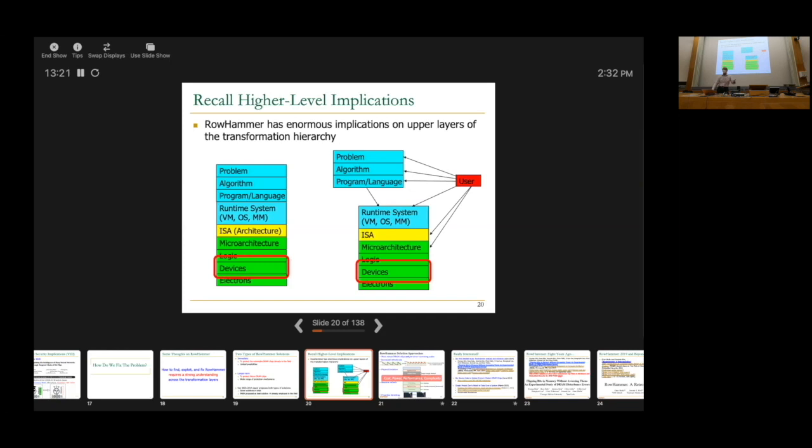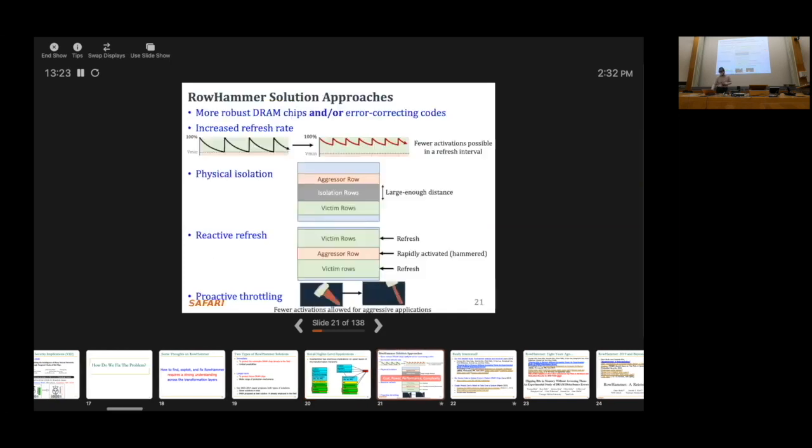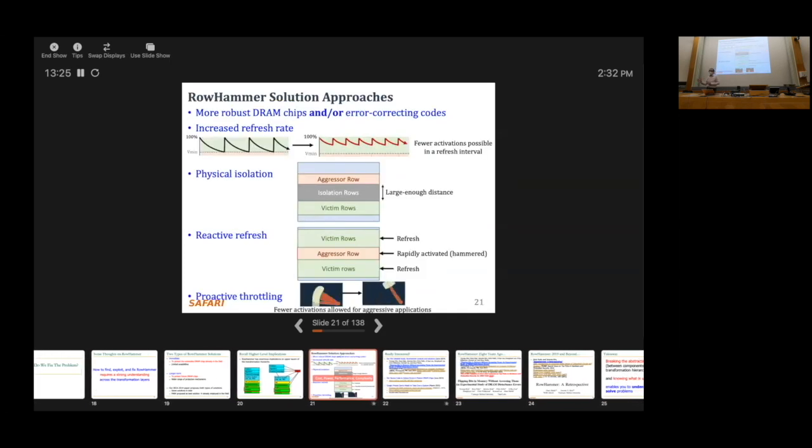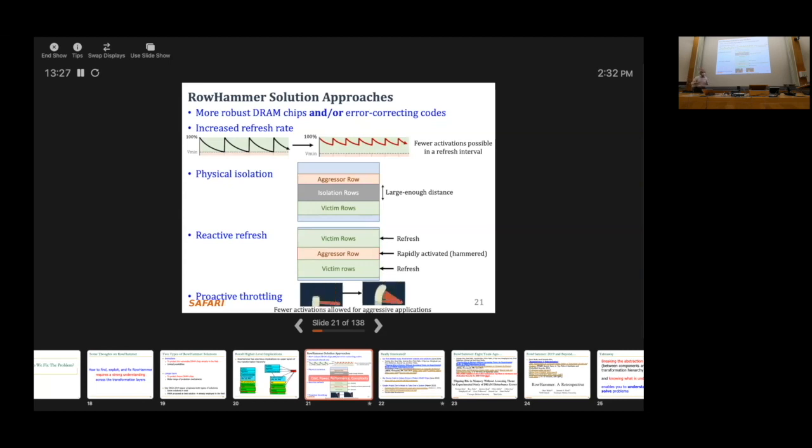It's not just a security problem, it's also a reliability problem, right? So this is a busy slide to show you that people are actually thinking about a lot of solutions to this problem. How do you design more robust DRAM chips, for example? Can you use error correcting codes to solve the problem? We mentioned this briefly. Add some redundancy to your data such that if a bit flips, you'll detect it somehow.